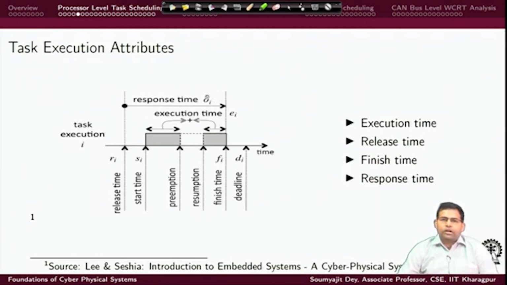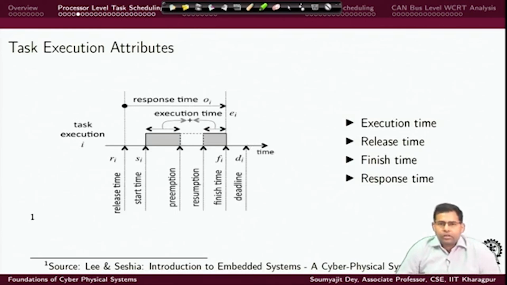Response time means when the task was made available and eventually when the task instance finished; this interval is known as response time. And for a real time task, we always have a deadline. Let us say the deadline is given here as di, and as you can see, the task finished before the deadline, so there is no lateness here. Lateness is computed as the finishing time minus the deadline. If the lateness is negative, that means the task executed within the deadline.